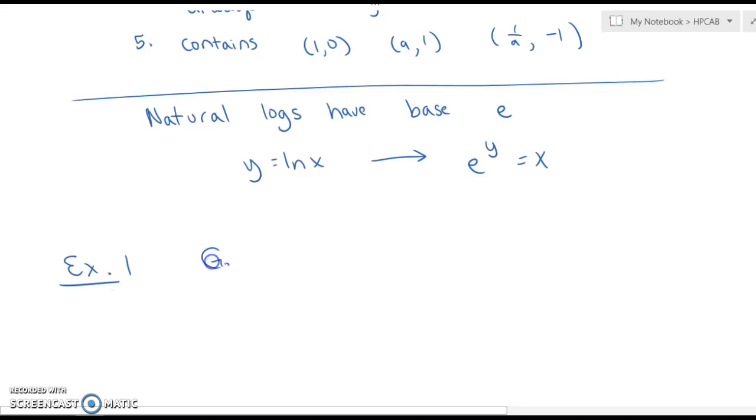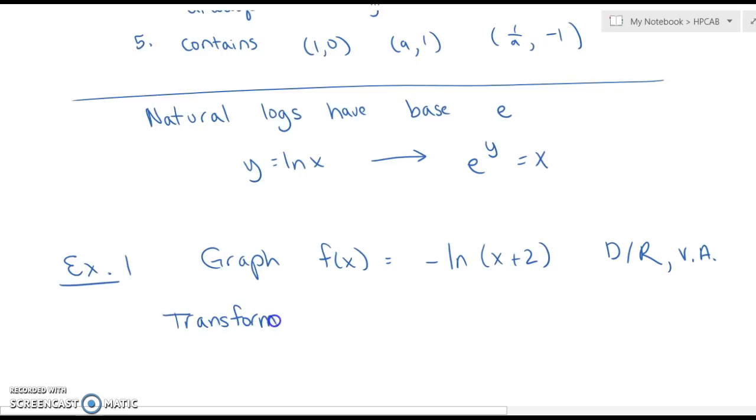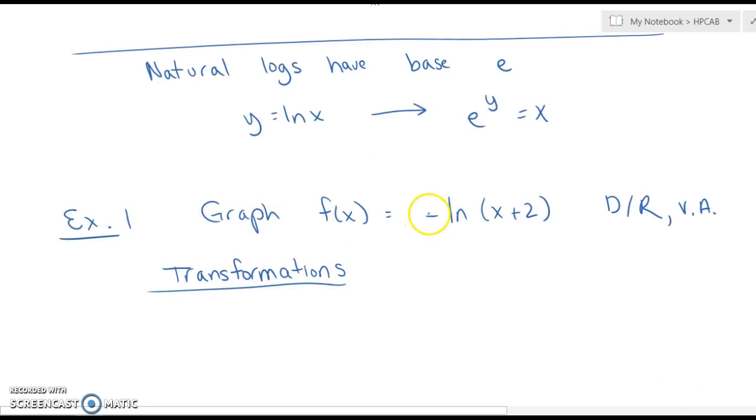So example 1, we're going to graph f of x equals negative natural log of x plus 2. We're going to graph it, we'll find the domain and range, and we'll find the vertical asymptote as well. So the transformations, we've done this with exponential functions, now we get to do it with logs and natural logs. The first thing that's happening is that negative, which means we're going to reflect with respect to the x-axis. And the other thing that's happening, that plus 2, means that we are shifting to the left 2.